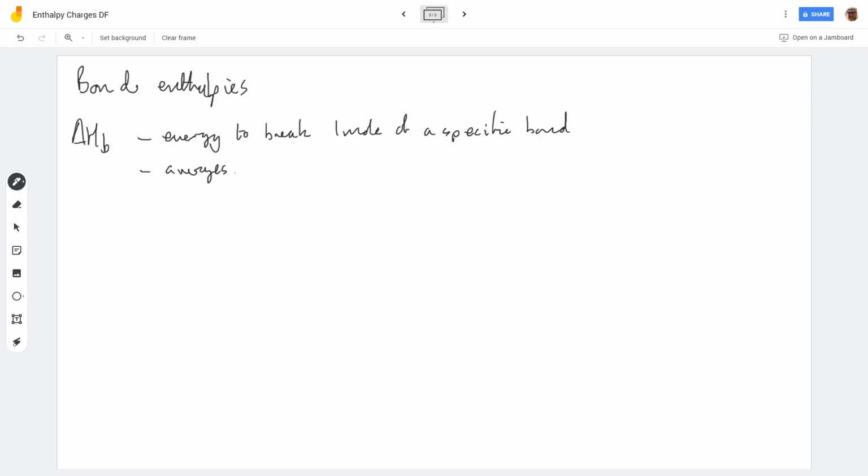So a couple of things about bond enthalpies. A triple bond is stronger than a double bond, is stronger than a single bond. Okay, so that would be something like carbon-carbon triple is stronger than carbon-carbon double, which is stronger than carbon-carbon single. Although when you go from a single bond to a double bond, it doesn't double in strength, and that's something you come on to later when you look at the nature of a double bond and indeed a triple bond.